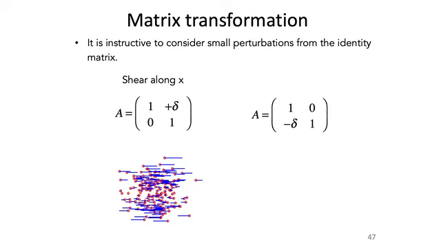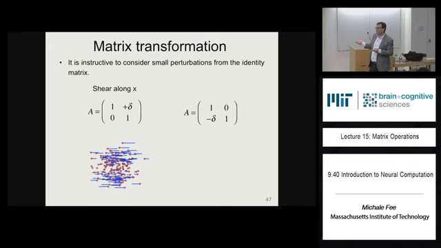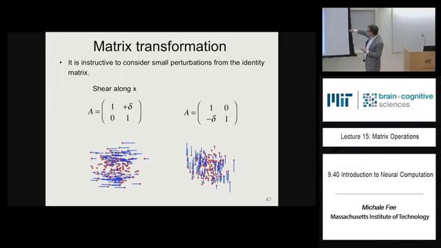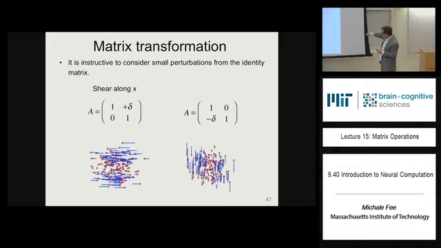What about this? It's going to just produce a shear along the other direction. That's right. So now vectors that have a large x component acquire a negative projection in y.